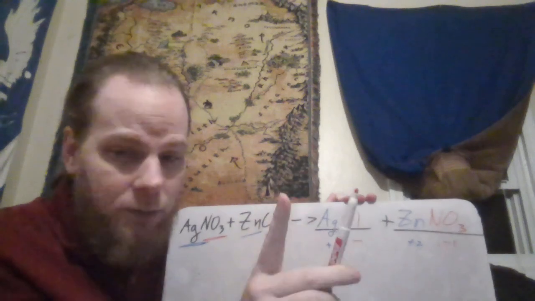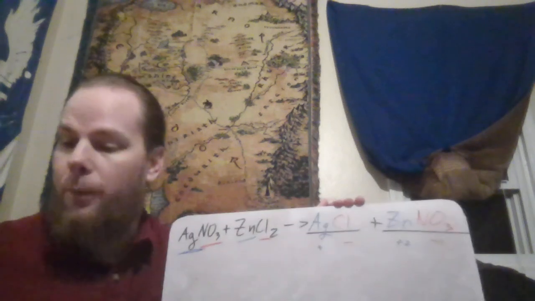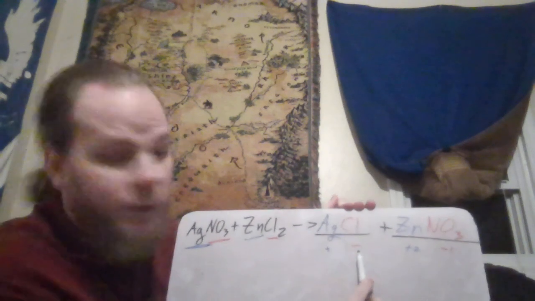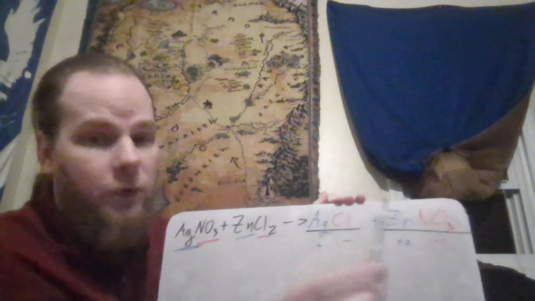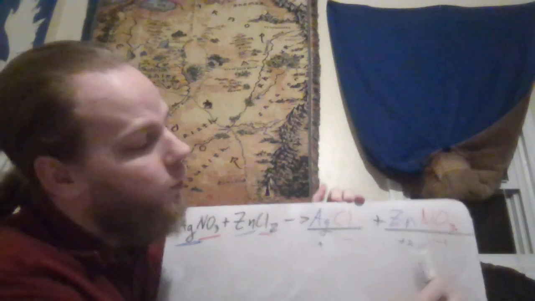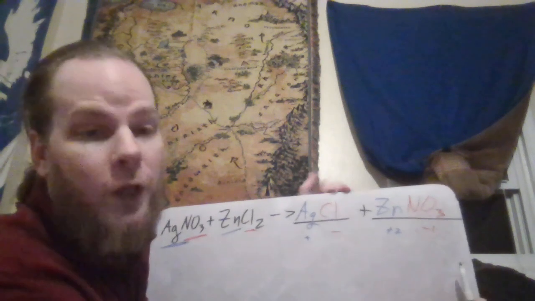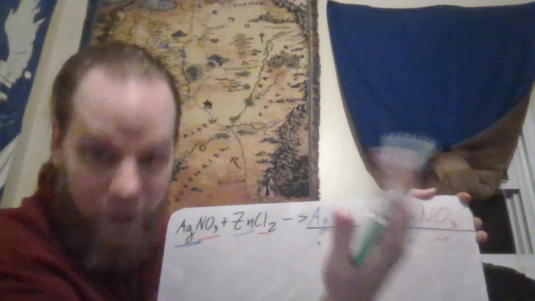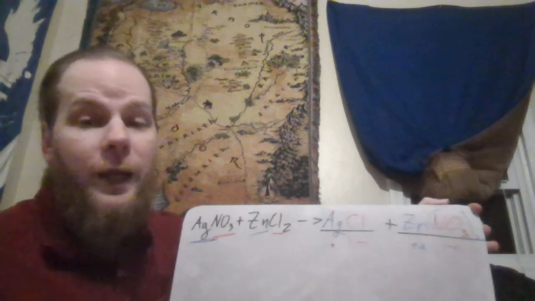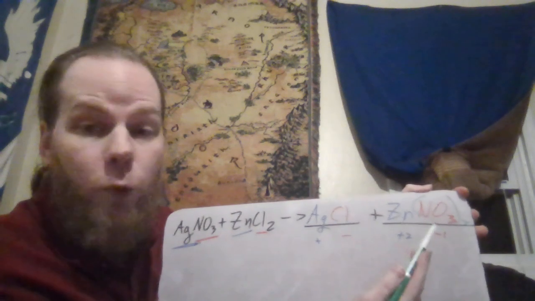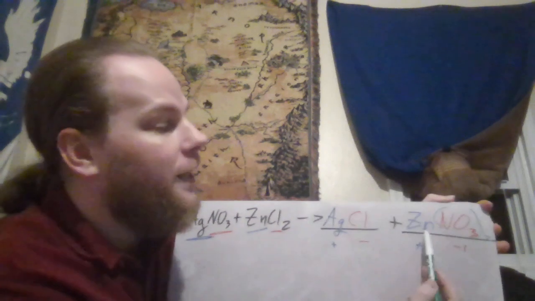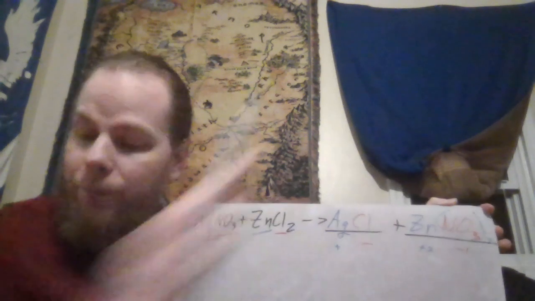Now, we aren't quite done. We have to charge balance our products. Okay, so AgCl, well, that's a +1, that's a -1. Those are balanced, so we're good on that one. ZnNO3, though, we have a +2 and a -1. So this is not charge balanced, so we have to swap and drop here, which means we need a parenthesis and a 2 on this NO3. So the products are AgCl and Zn(NO3)2.